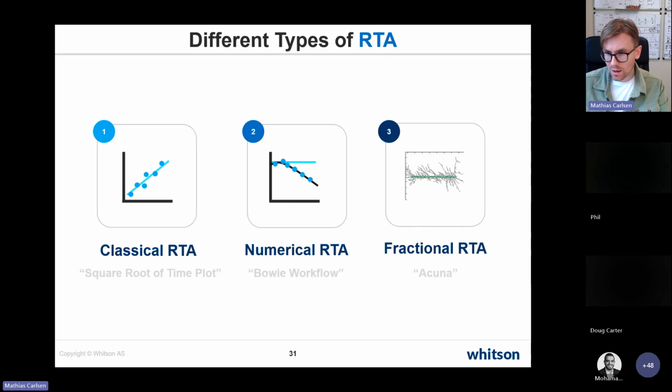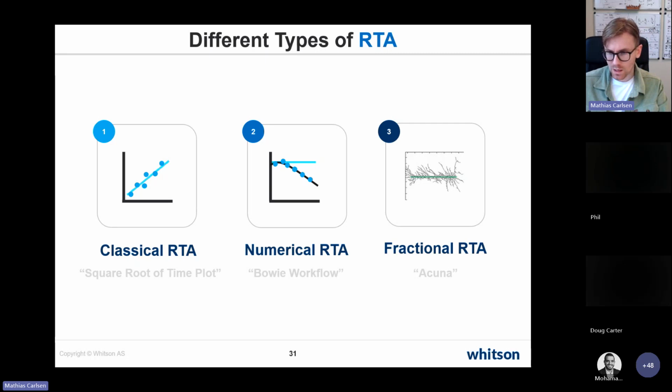And then around the same time, Jorge Acuna at Chevron did a lot of fantastic work related to fractional RTA, which is a very elegant way of extending classical RTA into accounting for more complexity without making the models that much more complex.